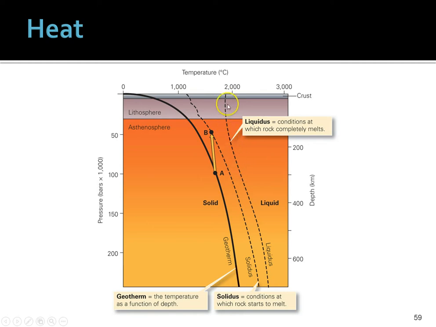So a liquidus is a line showing how hot you would have to get it to be able to melt. This is the geotherm, which is how hot it actually is. So that gap in between is why that mantle stays a solid.